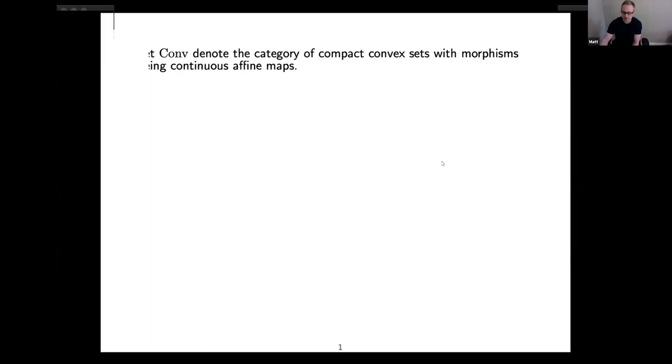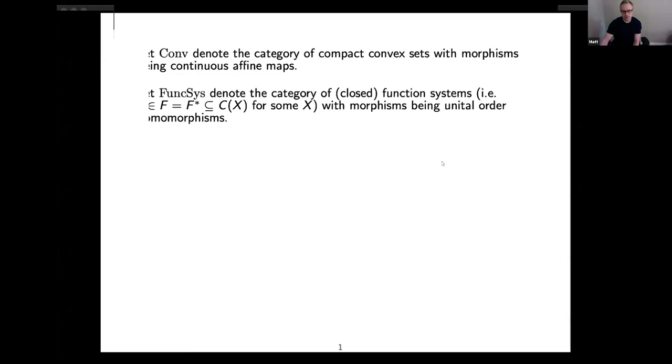And I also want to consider the category of what I'll call function systems. So these are closed self-adjoint unital subspaces of a commutative C-star algebra, where the morphisms here are unital order homomorphisms. So in other words, they preserve the natural order of positive elements in the function system.